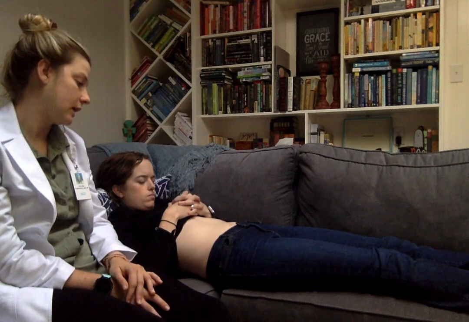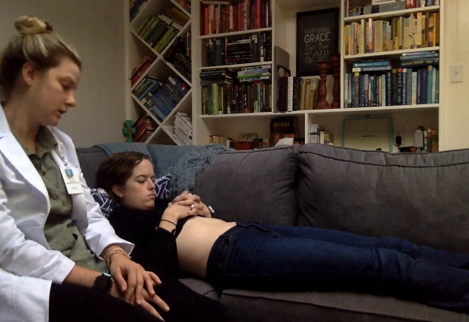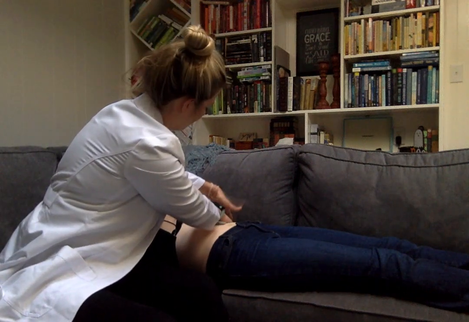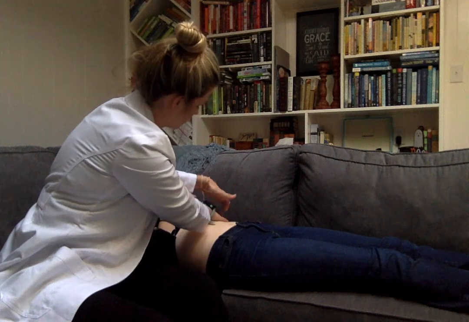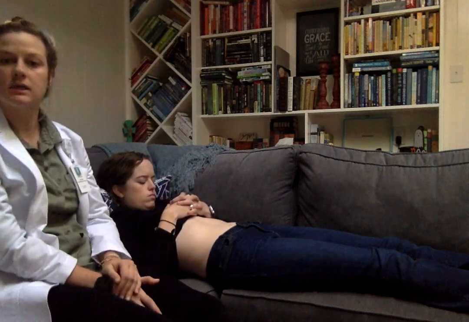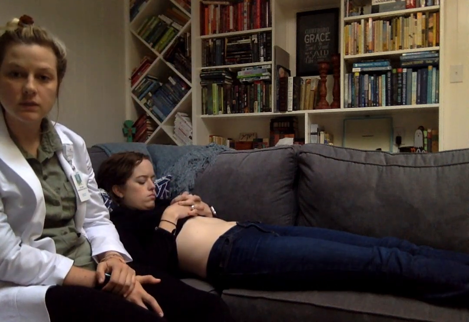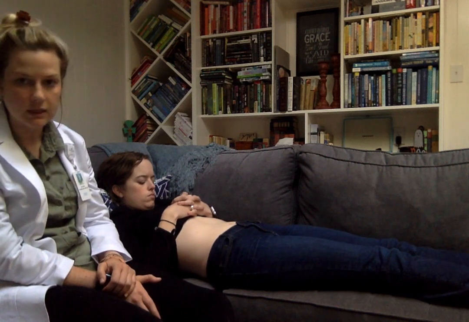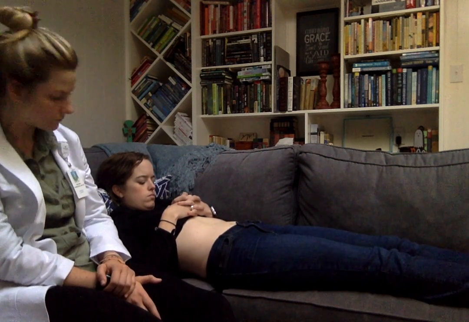And what I'm going to do now is just percuss your spleen. Okay, and I didn't notice any areas of dullness whatsoever, anything that would be indicative of splenic inflammation.